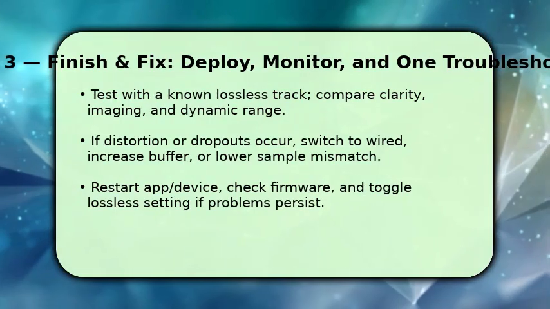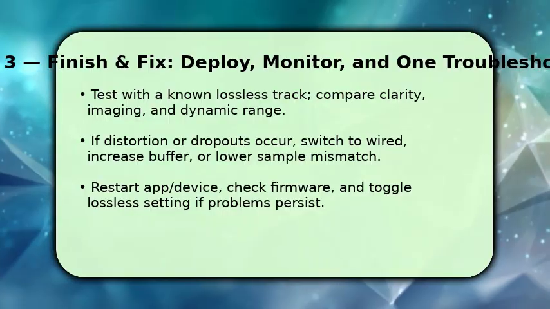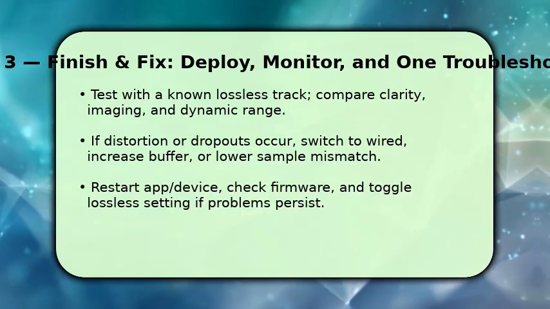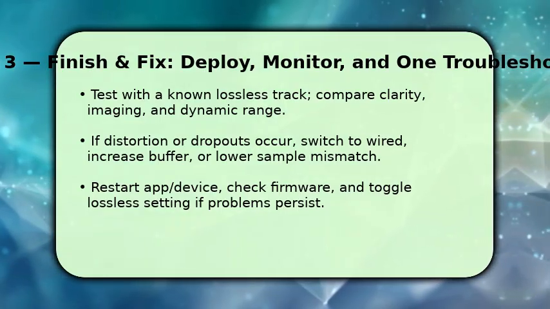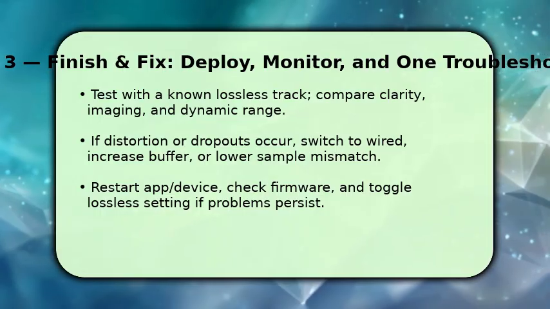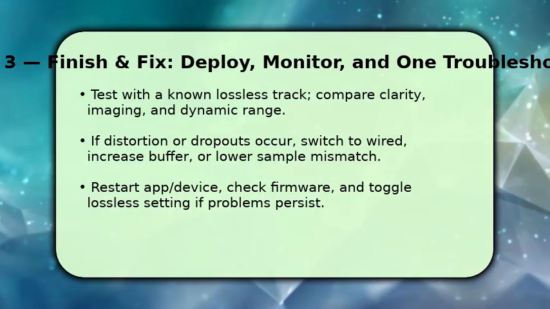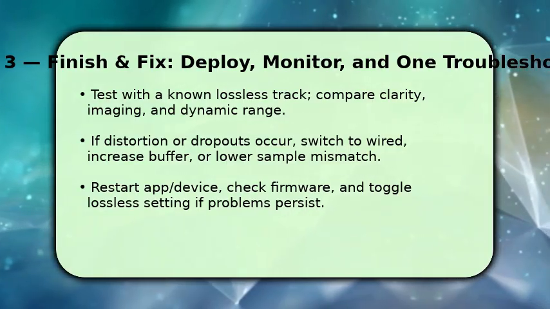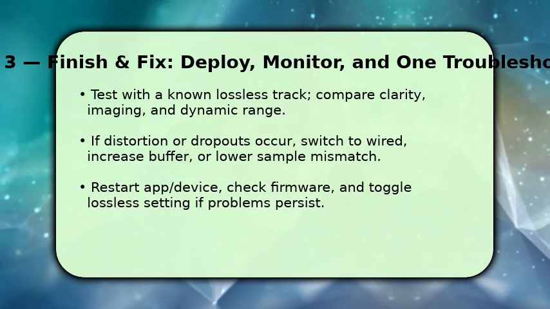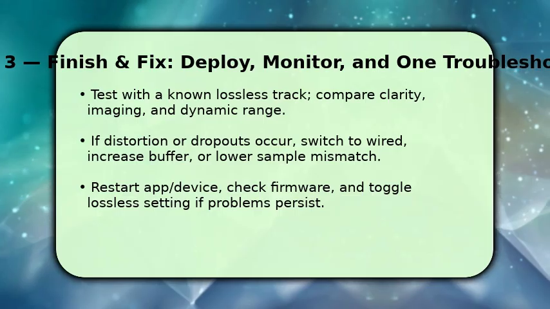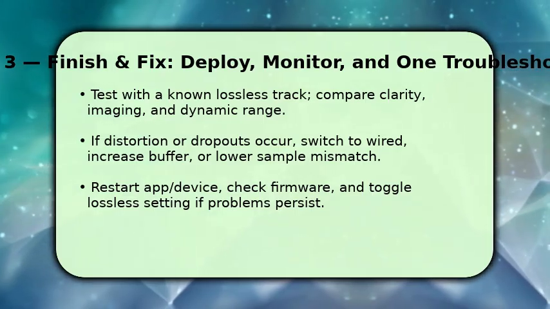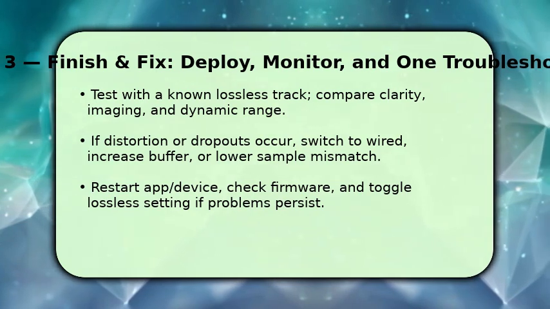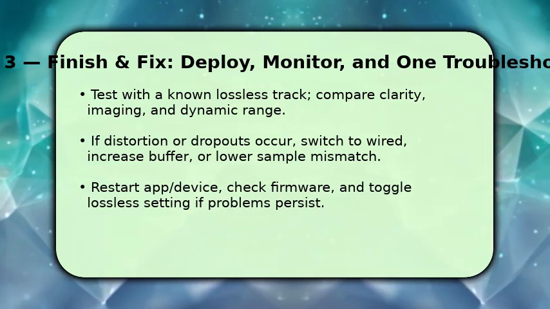Finish by verifying playback with a clear, lossless reference track. Listen for improved imaging and dynamics versus compressed versions. If you hear dropouts or distortion, switch to wired output first. Wireless can be lossy. Increase playback buffer in your audio driver or app where available. Make sure sample rates match between Spotify, the OS, and your DAC. Mismatches cause resampling artifacts. Finally, restart the app or device, update firmware, and toggle the lossless option. If problems persist, recheck cables and permissions.